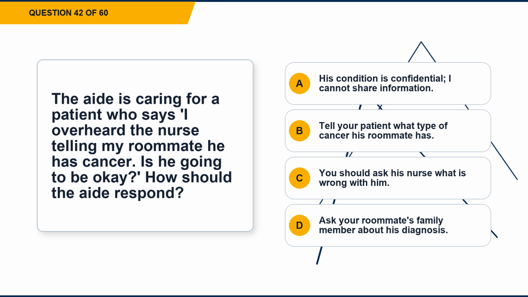Is he going to be okay? How should the aide respond? Option A, his condition is confidential, I cannot share information. Option B, tell your patient what type of cancer his roommate has. Option C, you should ask his nurse what is wrong with him. Option D, ask your roommate's family member about his diagnosis.